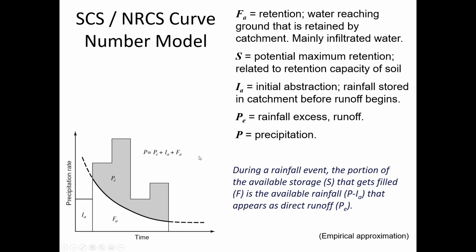Okay, so this formula that's shown says the precipitation, so the entirety of this rainfall hydrograph, is the precipitation excess, the initial abstraction, and the retention. So the NRCS model says that when it rains, the water goes one of three places, and that's that. It's like a mass balance approach.